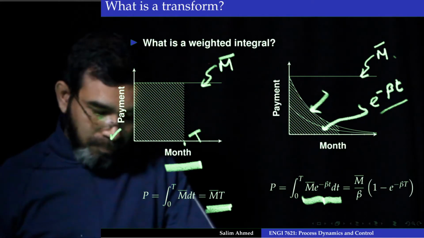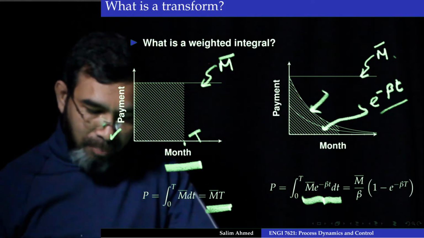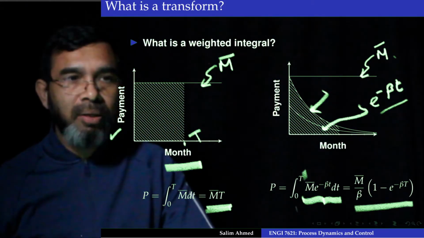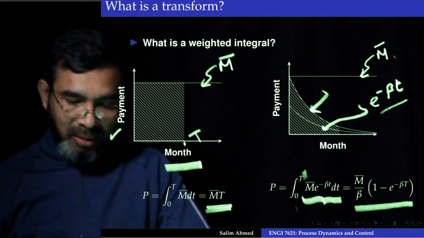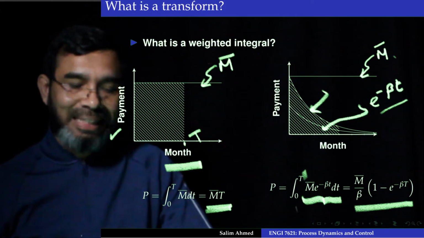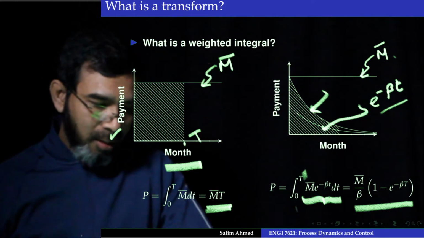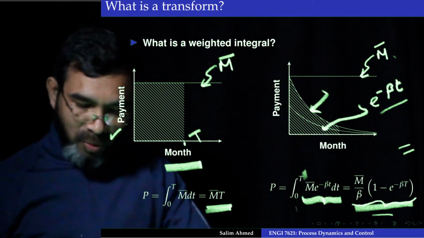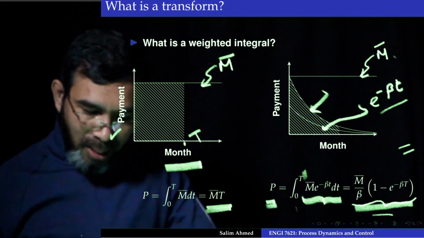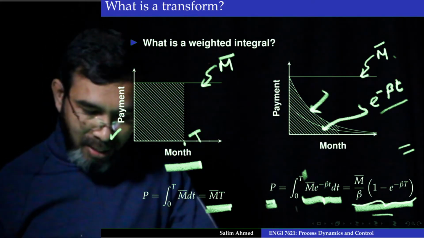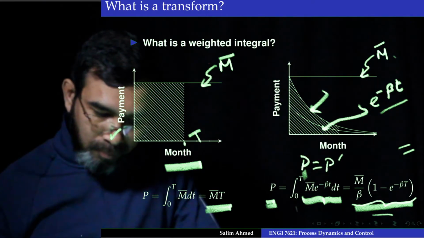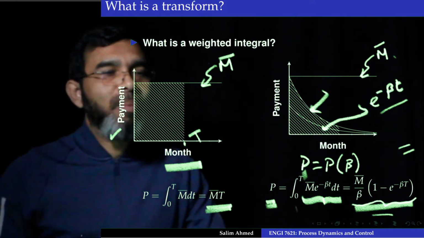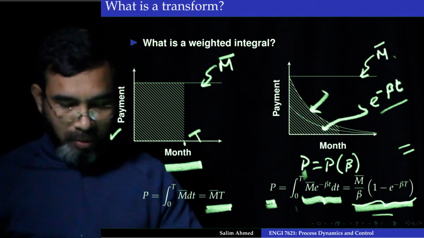Now if you take the integral between 0 and capital T, you get this function, which is your amount paid over the term capital T. Now this function represents how much was paid over the term capital T. Now you see that the total payment has come to be a function of beta. So now P equals P of beta.